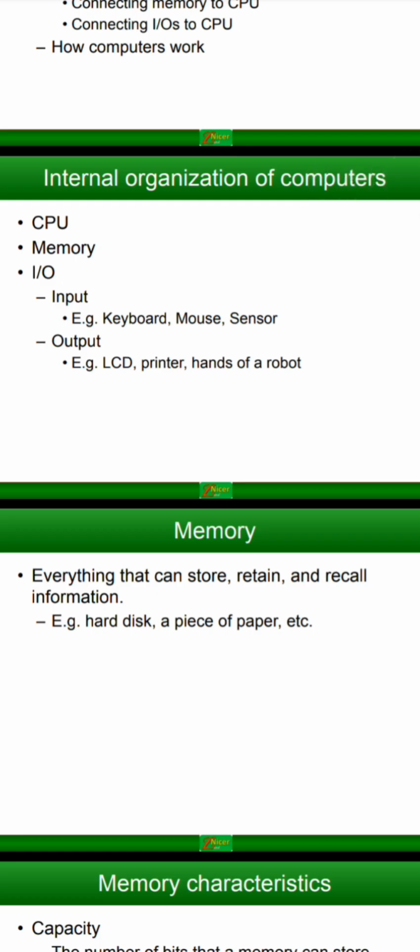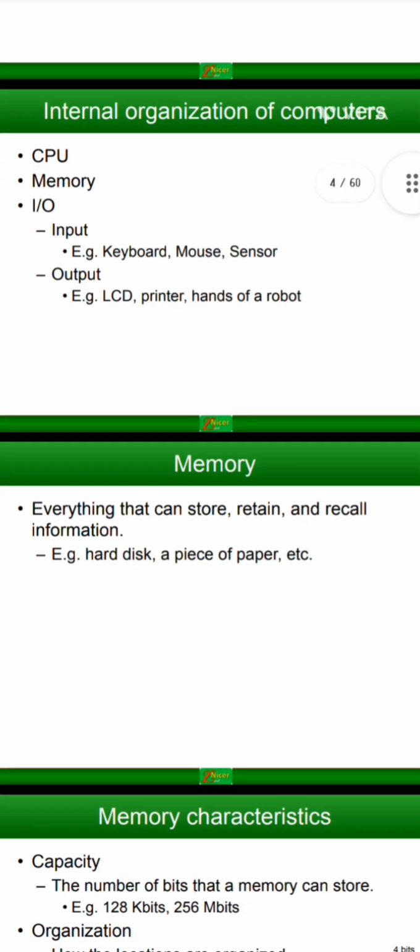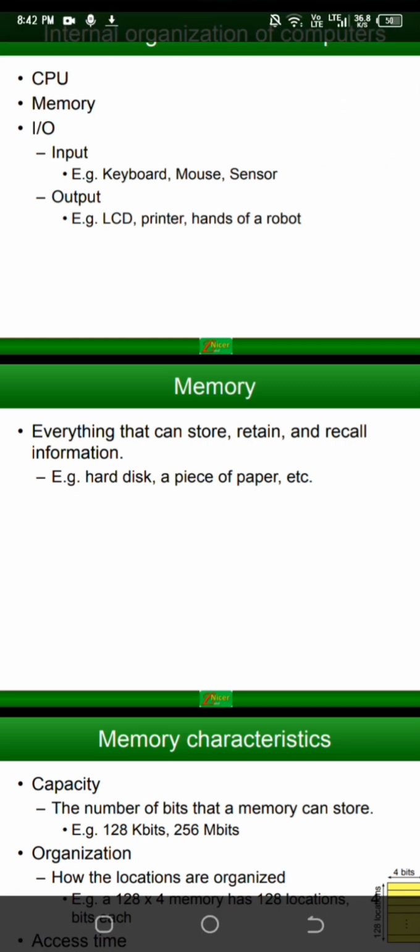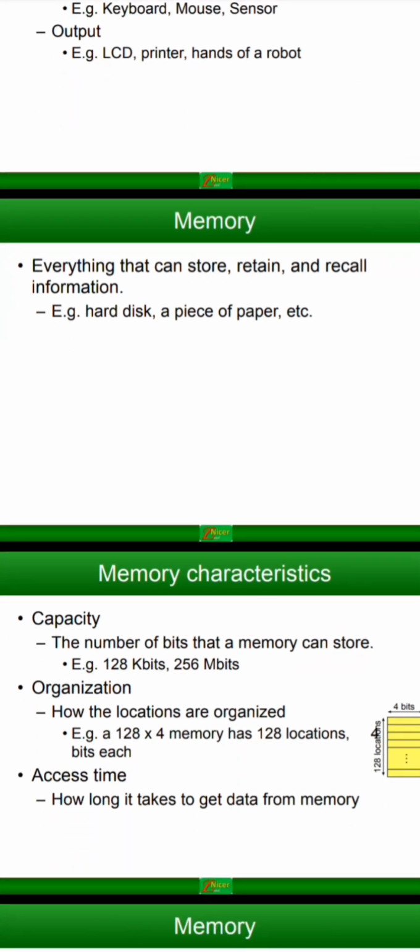The internal organization of computers basically includes the central processing unit, memory and input/output devices. Input examples are keyboard, mouse and sensor. Output examples are LCD, printer and the hands of a robot.